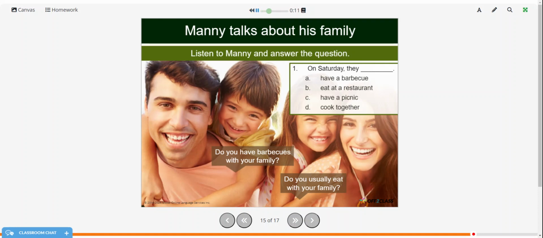On Saturdays, my family always has a barbecue. Everyone brings some meat, and my father grills it. We usually drink and eat all day.